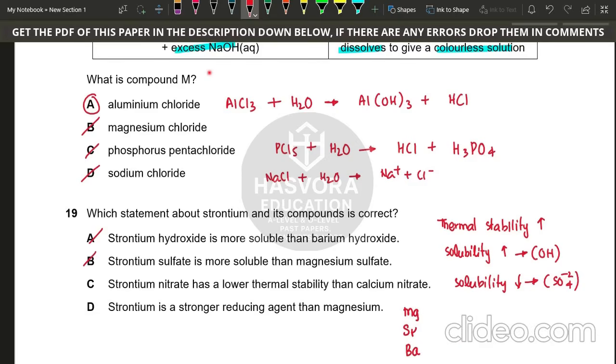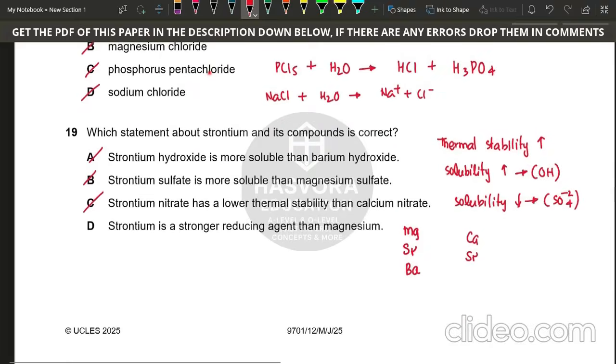Then the strontium nitrate has lower thermal stability than calcium nitrate. So calcium is also above your strontium. This means that the strontium nitrate will have more thermal stability. So C is also not your answer.